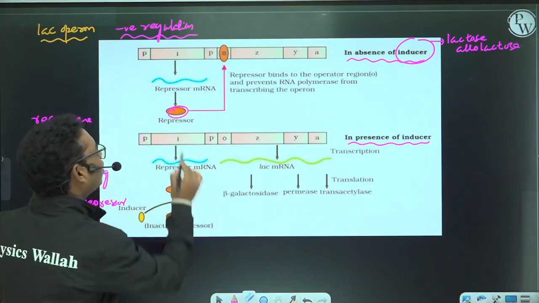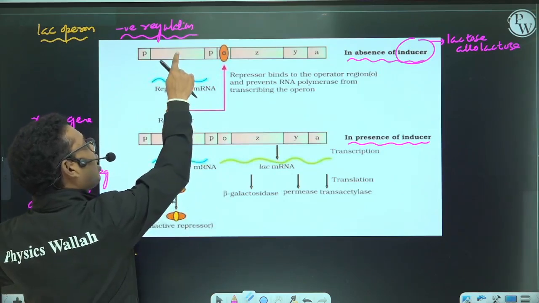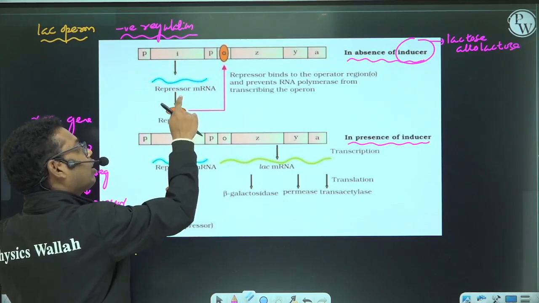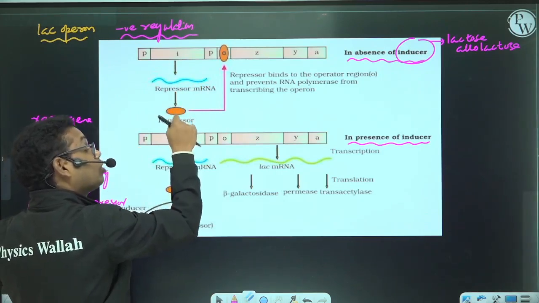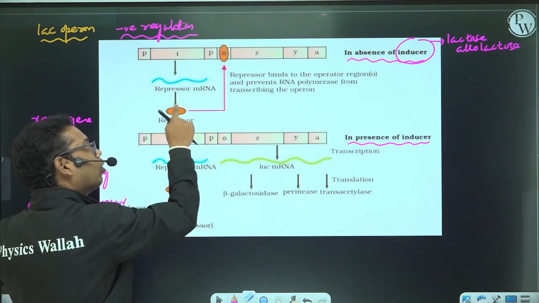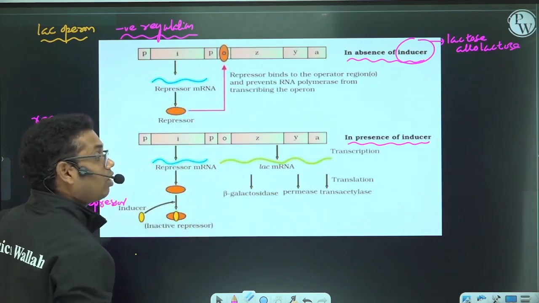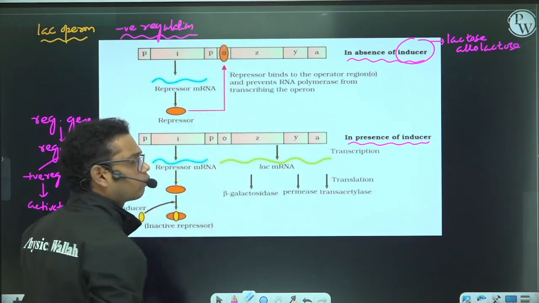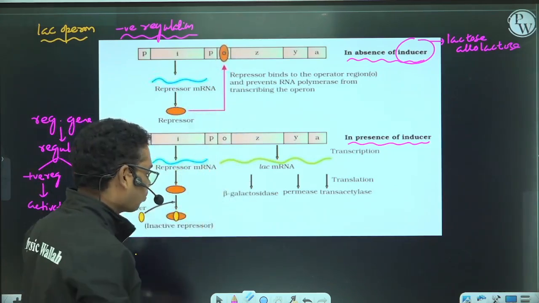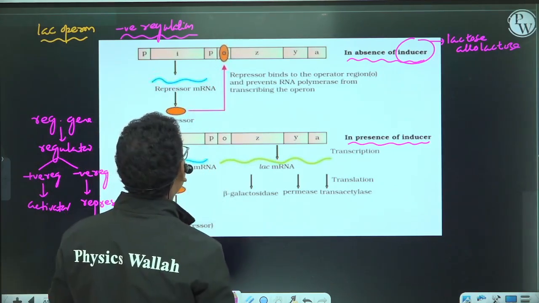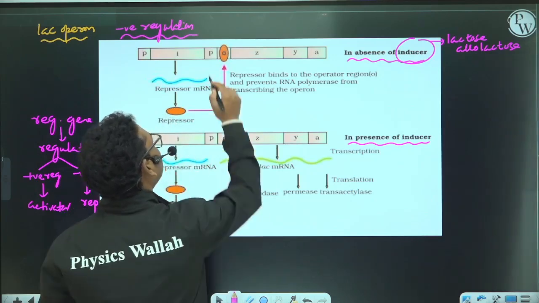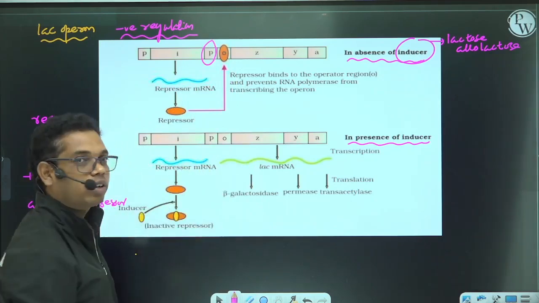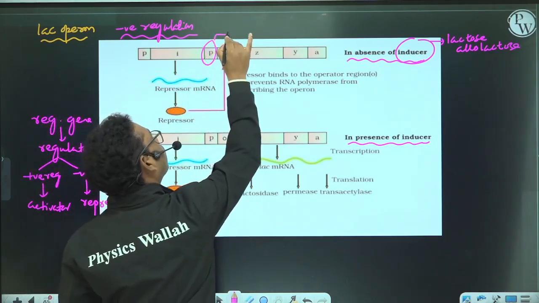So what happened here? Let me repeat. The regulatory gene I undergoes transcription to produce mRNA, and that mRNA will undergo translation to produce the protein, which is the regulator, and the regulator is nothing but the repressor. Now this repressor will go and bind to the operator site. And suppose this is the RNA polymerase. The RNA polymerase will go and bind to the promoter.